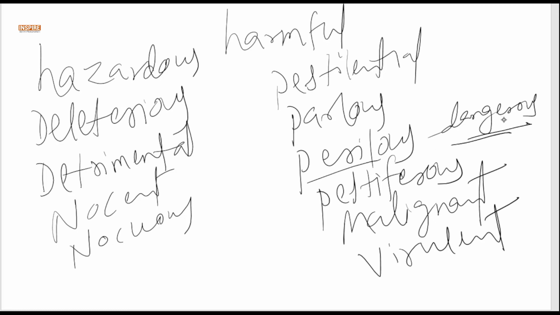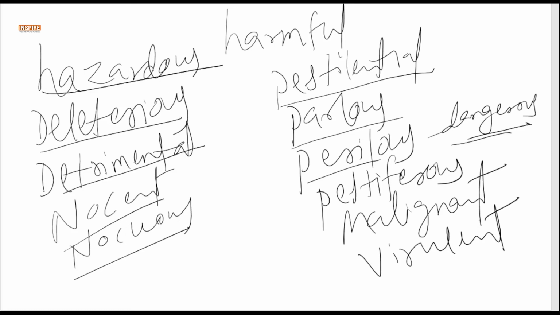So perilous is dangerous. Parlous, you have understood. Pestilential, you have understood. Noctuous, nocent, detrimental, deleterious and hazardous. All these words are nothing but harmful, right?